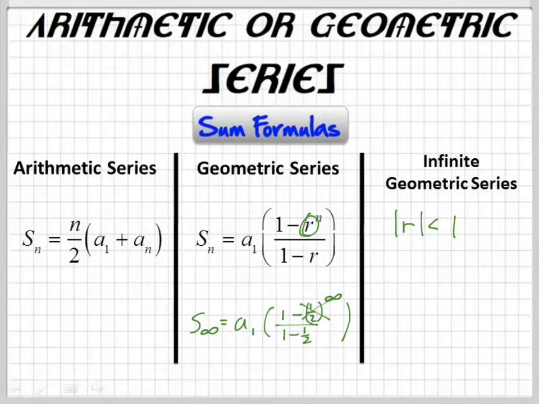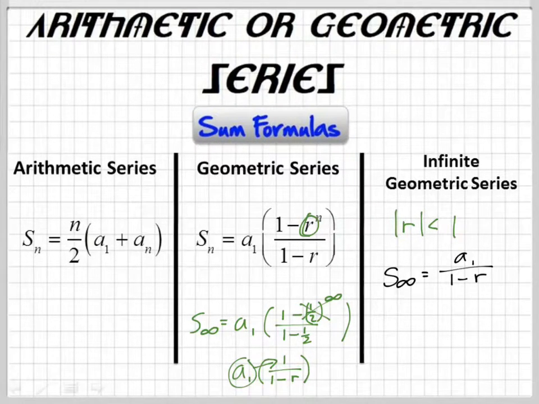And so what am I left with? I'm left with a sub 1 times 1 over 1 minus 1/2, which is our r. And we can simplify this by going a times 1. And that gives us our formula. Our formula for an infinite series is a sub 1 over 1 minus r. It's a really pretty formula. It's really simple, really nice. A lot nicer than this one looks.